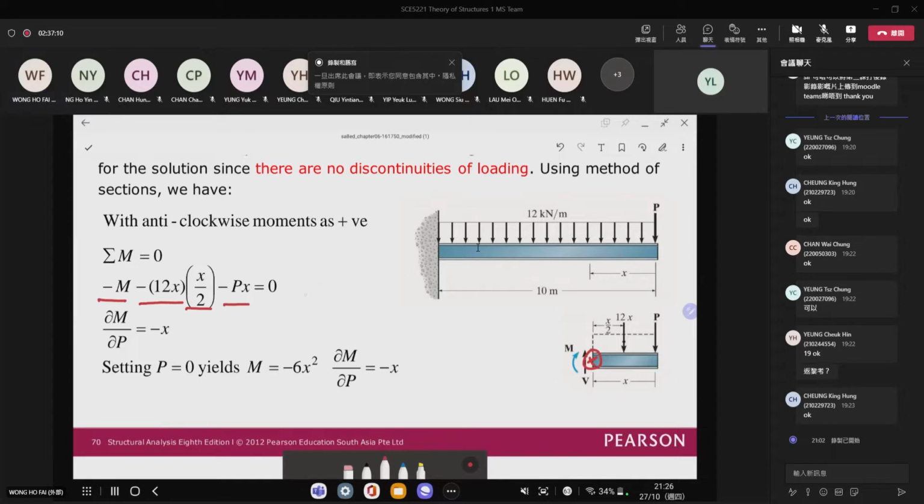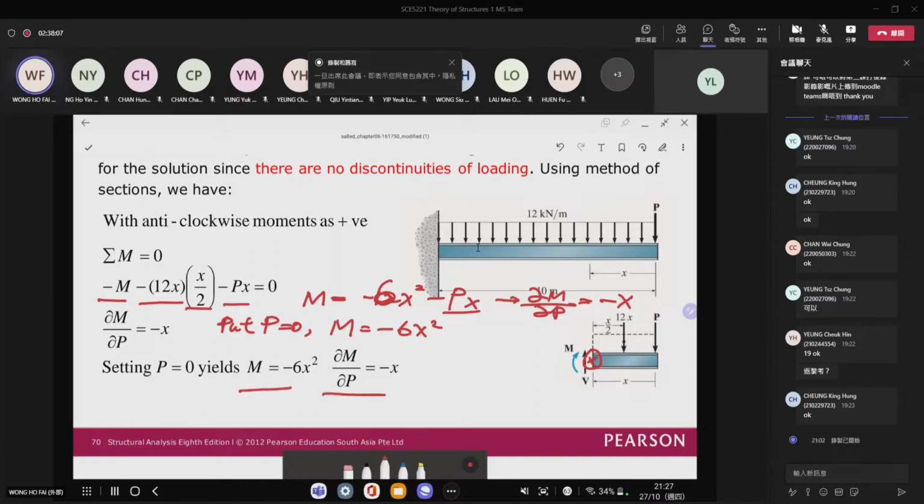From here, you can see that your moment is equal to negative 6x squared, minus Px, okay? So you will put P equal to 0. Because P is really equal to 0, then M is equal to negative 6x squared. For here, if you have the P, then dM/dP is equal to negative x.